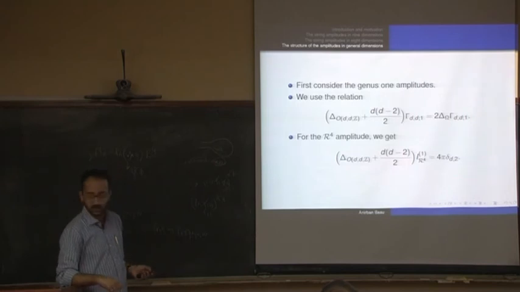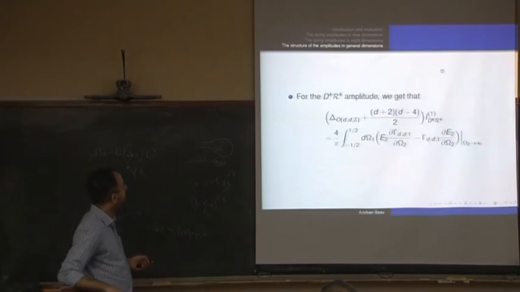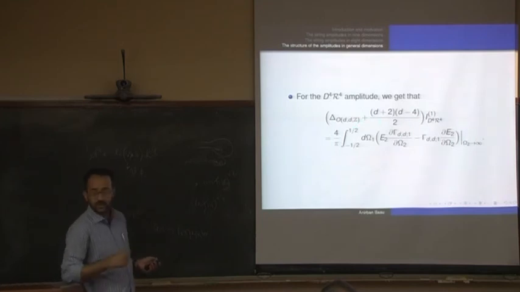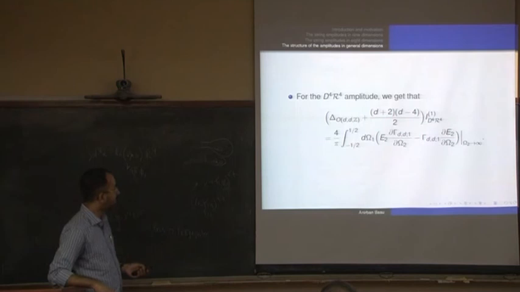The difficult part is the remaining part, the D^4 R^4. For D^4 R^4 again we get this. And this was conjectured, and it immediately comes out here. It's trivial how it is. And now this is the boundary term.